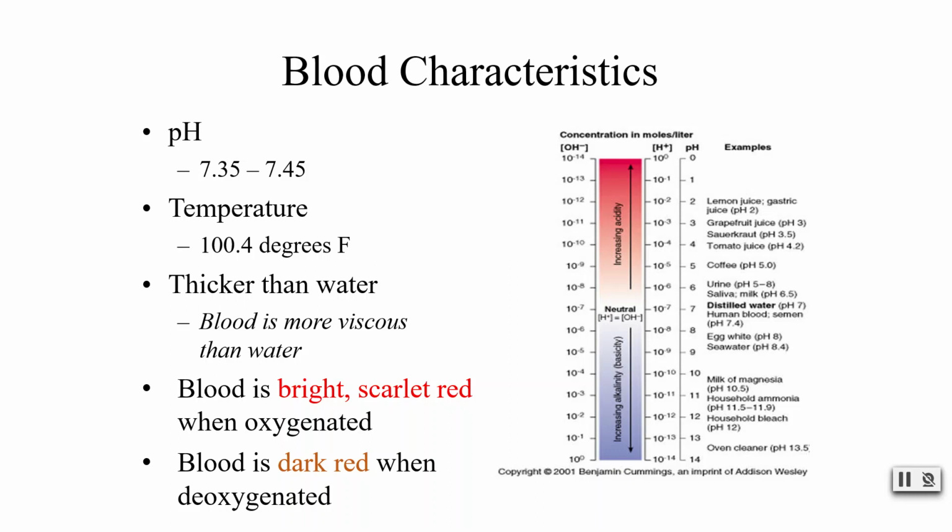If the blood you are dealing with is bright scarlet red, then it is well oxygenated. If the blood you are dealing with is more of a darker dull red, then it is deoxygenated blood. So we do have some variances there depending on how much oxygen we find on those red cells.